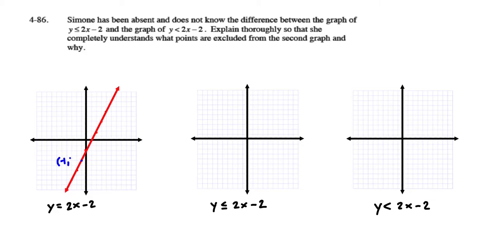Let's plug in the point -1, -4 and see what we get. I'm going to put my -4 in for y and my -1 in for x. So -4 equals 2 times -1, which is -2, minus 2, which is -4. That is correct, so that is a solution. If we plug in any other points that aren't on the line, they would not make a solution. So all of these values make it true.